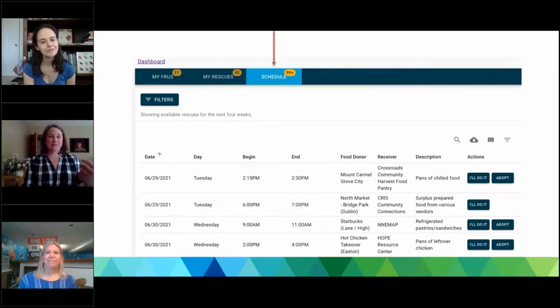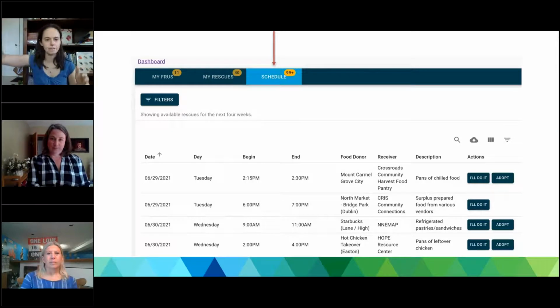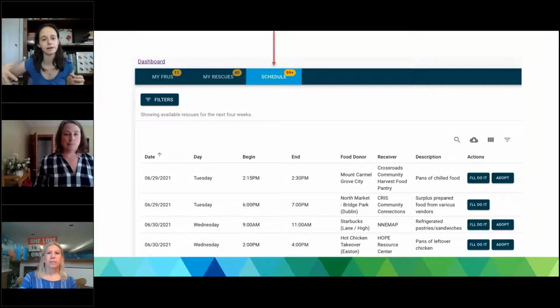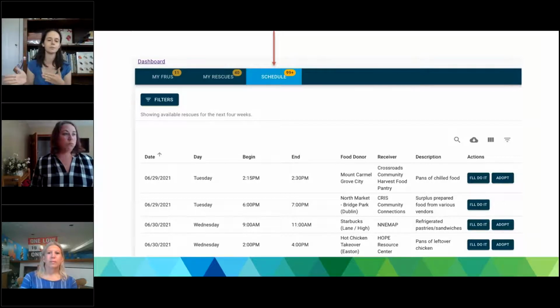What you see when you come to the dashboard are 3 tabs across the top of the screen. My FRUS is where rescues you've already completed will show up, or ones that you're scheduled to do. My rescues shows upcoming rescues mostly, but then the schedule, the one on the far right, is the one where you can see all open rescues in the next coming weeks. So the only rescues that you're going to see there are ones that haven't been claimed yet. They're the ones that are available for you to pick up.